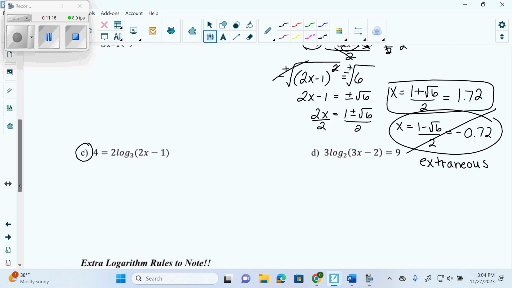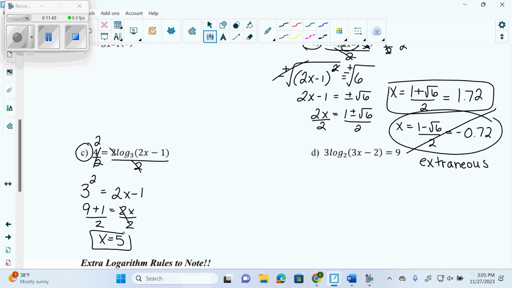Now this one's a lot easier because the exponent or the variable is not in the base. So now I have, the base of the log is 3, its exponent is 2, and it equals 2x minus 1. Now I'm not having to take the fourth root or the square root or any of that, which takes way more work. So then I get 9 plus 1 equals 2x, divide by 2, and x equals 5.